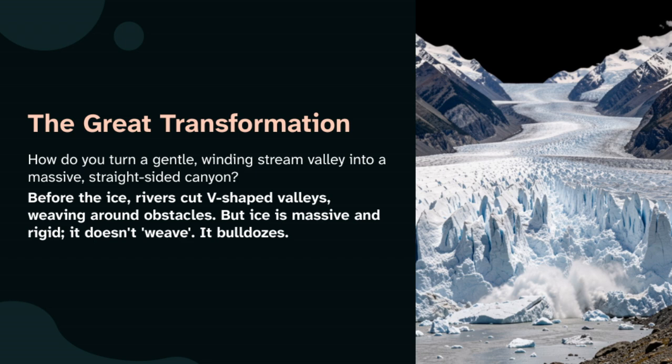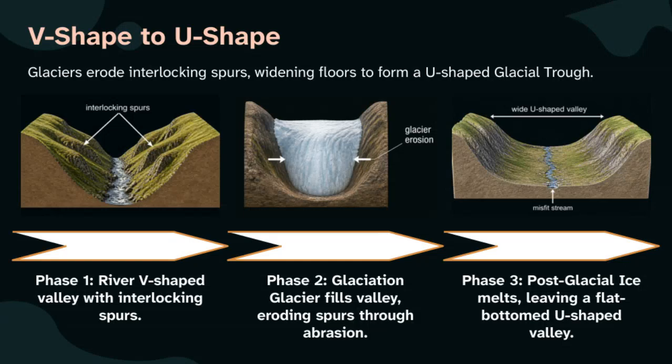When a glacier moves into this existing river valley, everything changes. A glacier is much larger, heavier, and more rigid than a river. It does not weave around spurs in the same way. Instead, it bulldozes through them. The glacier widens, deepens, and straightens the valley. So, a V-shaped valley can be transformed into a U-shaped glacial trough. Let's break down the transformation from V-shaped valley to U-shaped valley.